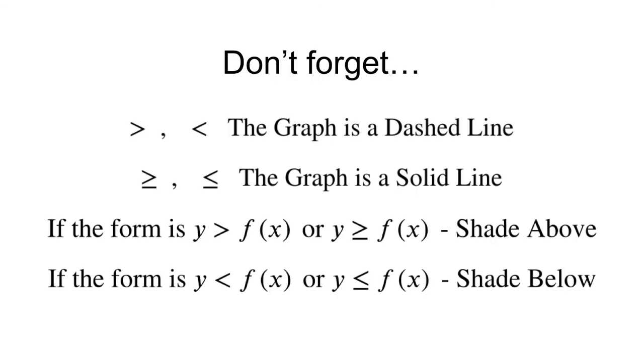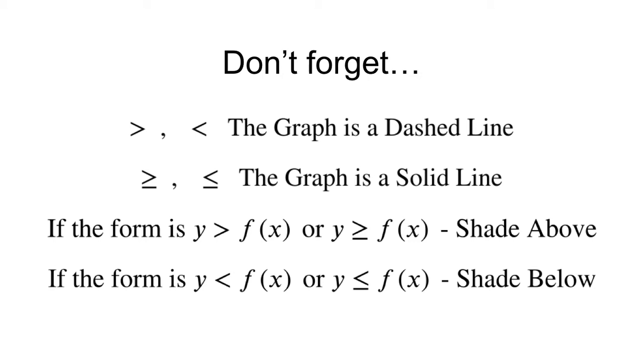So again, don't forget, greater than, less than sign, we use a dashed line. Greater than or equal to is a solid line. And generally speaking, if our equations are in the form y less than or equal to or greater than or equal to, if it's a greater than or equal to, we're going to shade above the curve. And if we're less than or equal to, we generally shade below the curve. And again, it's got to be in that very specific form.